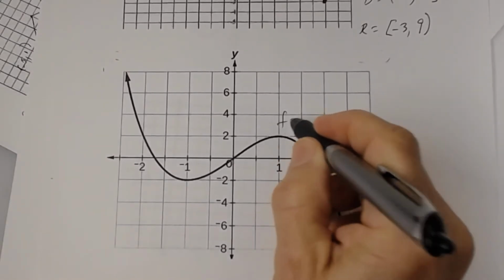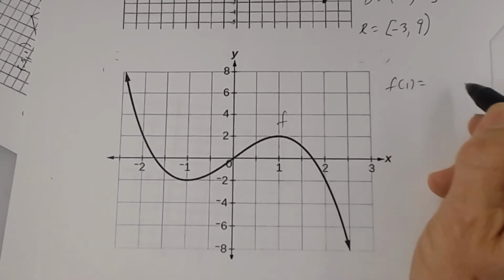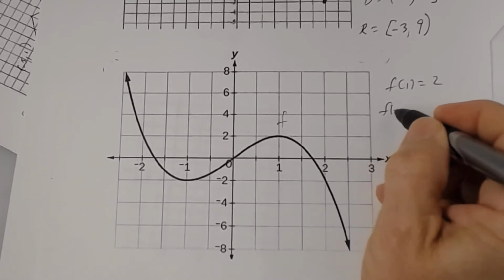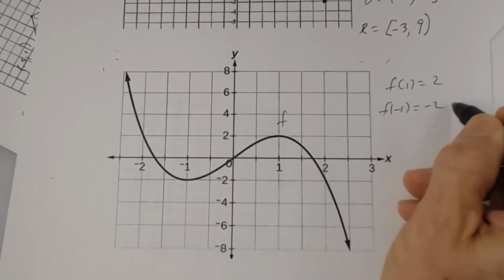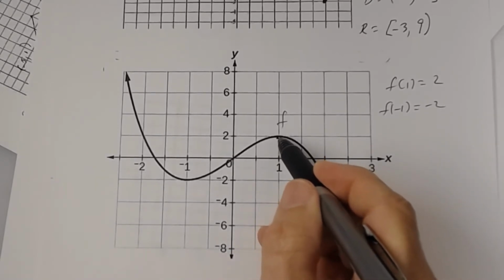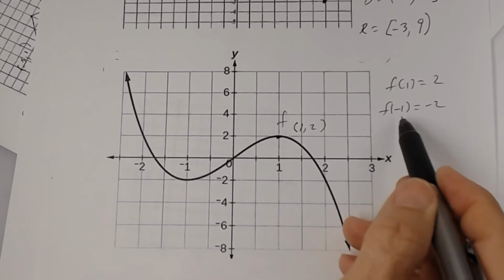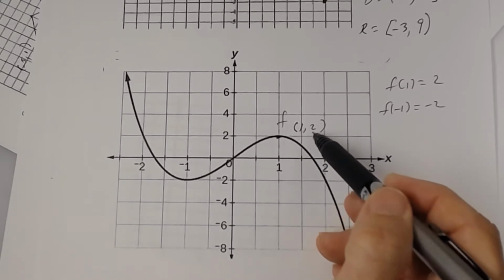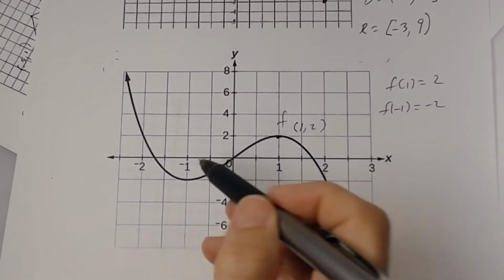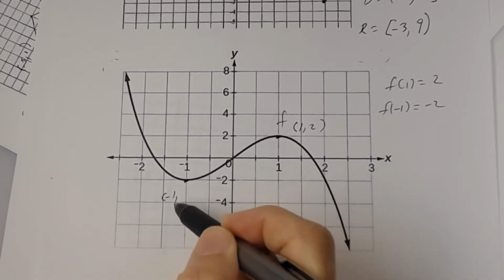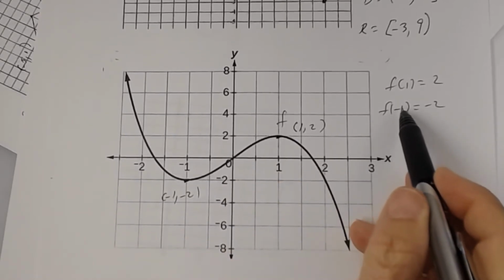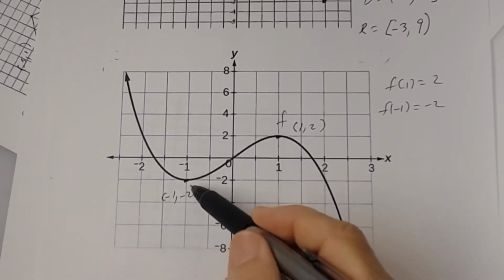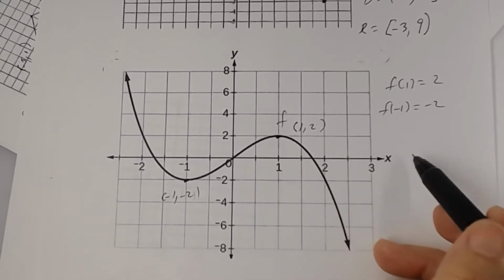All right, let's call this f. Let's find f of 1. What's f of 1? 2, right? Okay, f of 1 is 2. What's f of negative 1? Negative 2. So remember, f of 1's here, so if you need to label the point, you would say 1 comma 2. So again, remember that f of 1 means what's the y value when x is 1. So the y value when x is 1 is 2. Same thing here. This right here is the point negative 1, negative 2. So f of negative 1 means what's the y value when x is negative 1. So the y value when x is negative 1 is negative 2. Okay?